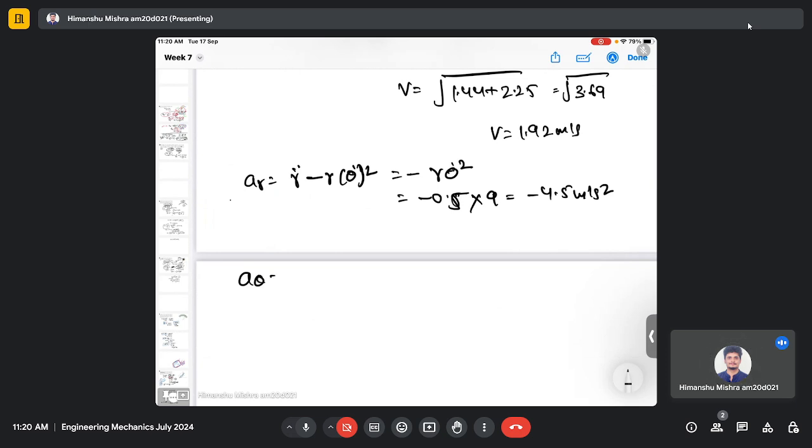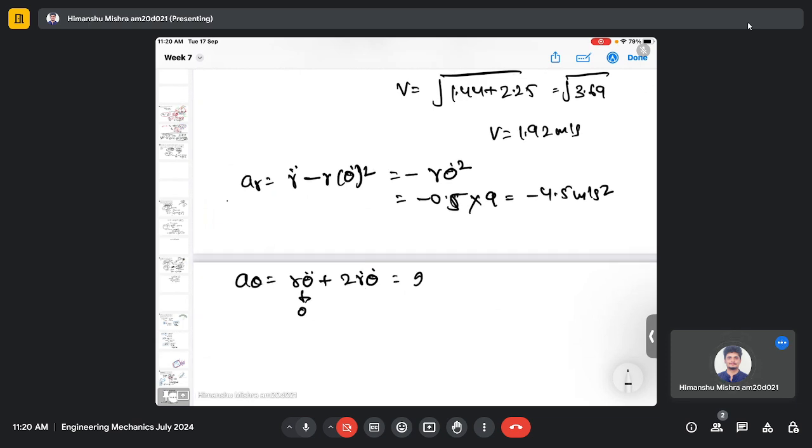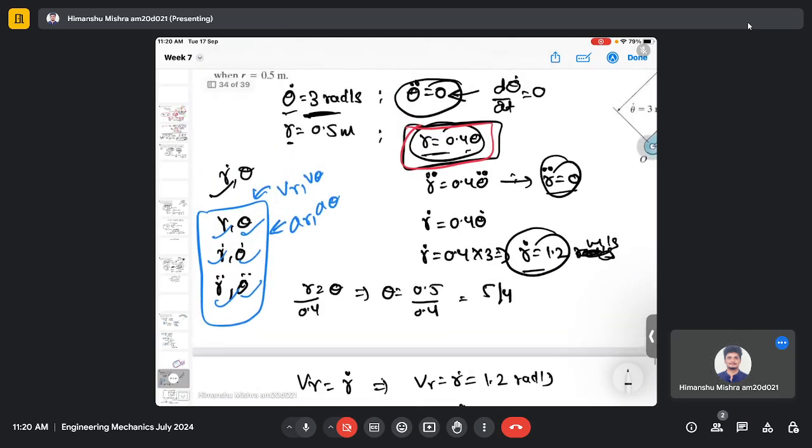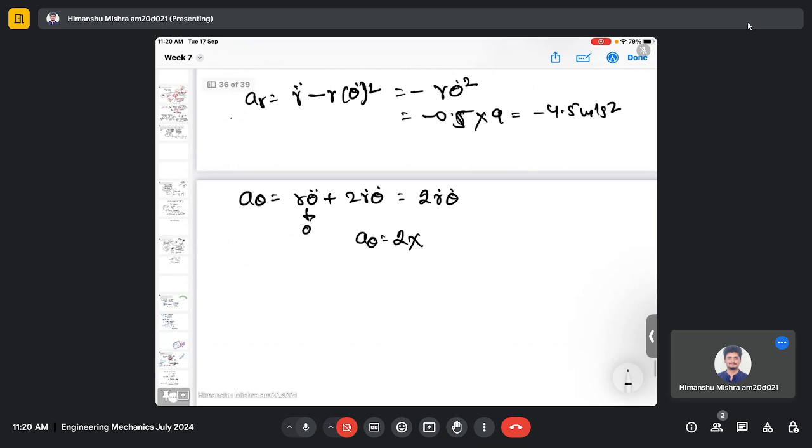Similarly, A theta will be r theta double dot plus 2 r dot theta dot. My theta double dot is 0, which will give me 2 r dot theta dot. So A theta will be 2, my r dot is 1.2 and theta dot is 3, which will give me acceleration 7.2 meter per second square.